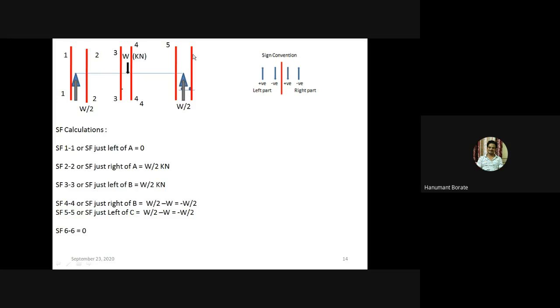Now the last section, section 6-6, just right of the C point. If we take the section here, the beam goes in the left part. At the right side there is no beam portion, so we can directly say SF 6-6 equals 0. If we do the calculation for the left part, then also we'll get the shear force value at section 6-6 equal to 0. So this is related to the shear force calculations.